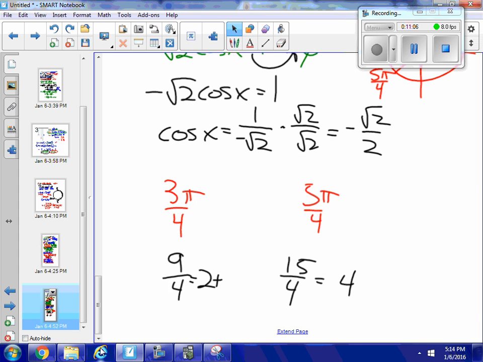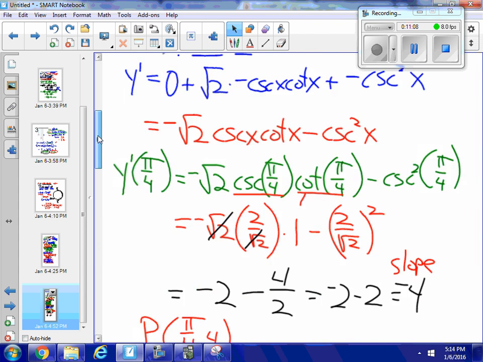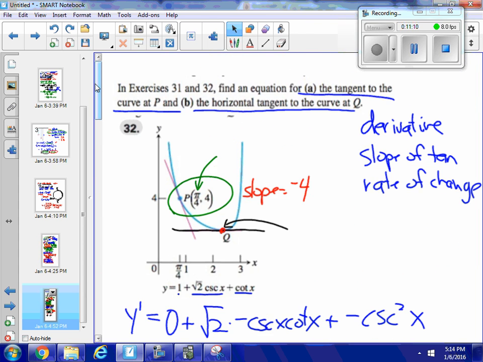Let's take a look at my graph. I would say that this point right here is a little bit bigger than 2. 4 is way over here. 5 pi over 4 would be about there. So I think that the x value of this point right here is 3 pi over 4. Important to be able to go back and forth between the graph and your algebra.